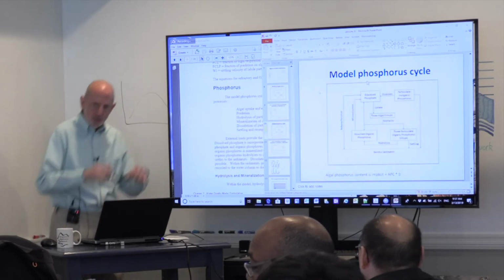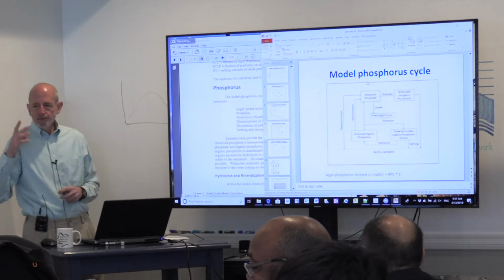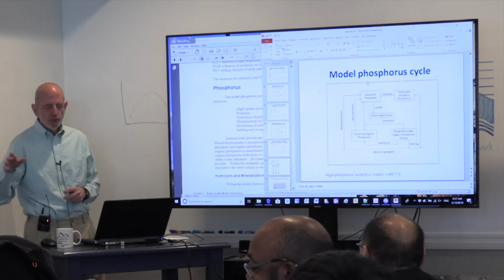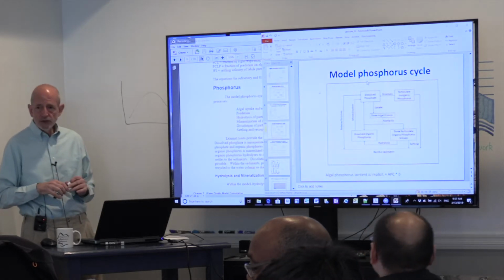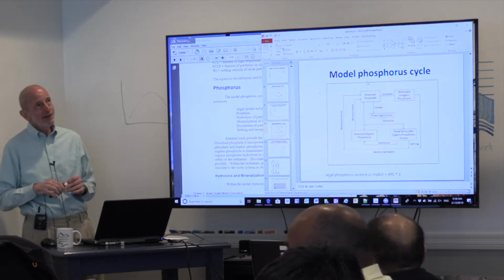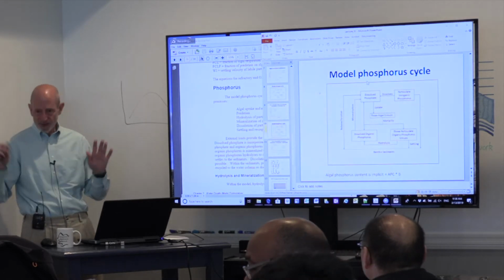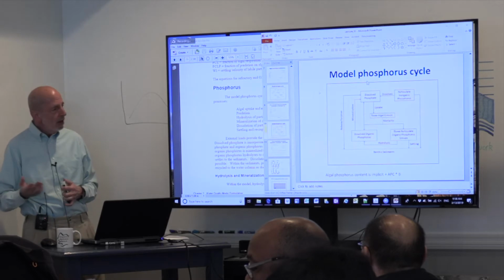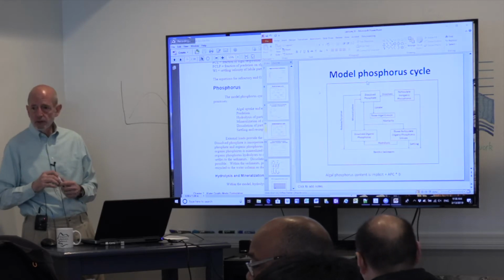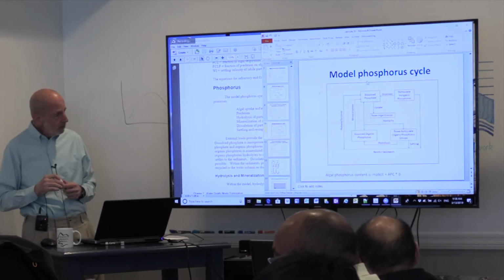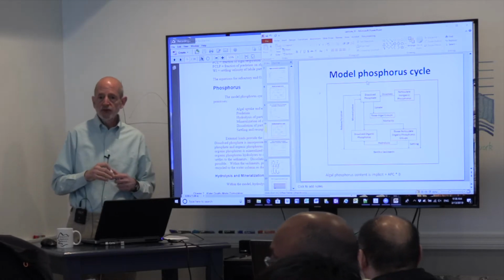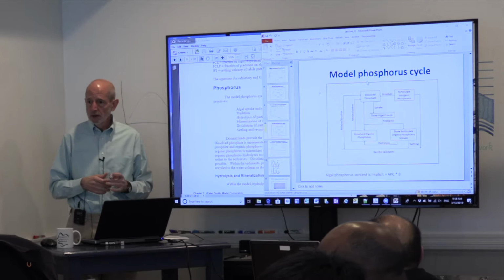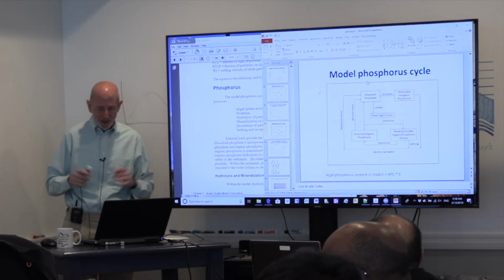The soapbox. I'm up on the soapbox. Most models, including this one, will treat phosphorus analogously to ammonium or to nitrogen. They're really very, very different. And in a place like Chesapeake Bay, trying to model phosphorus is extremely vexing. And I may talk a little bit about it or I may not.